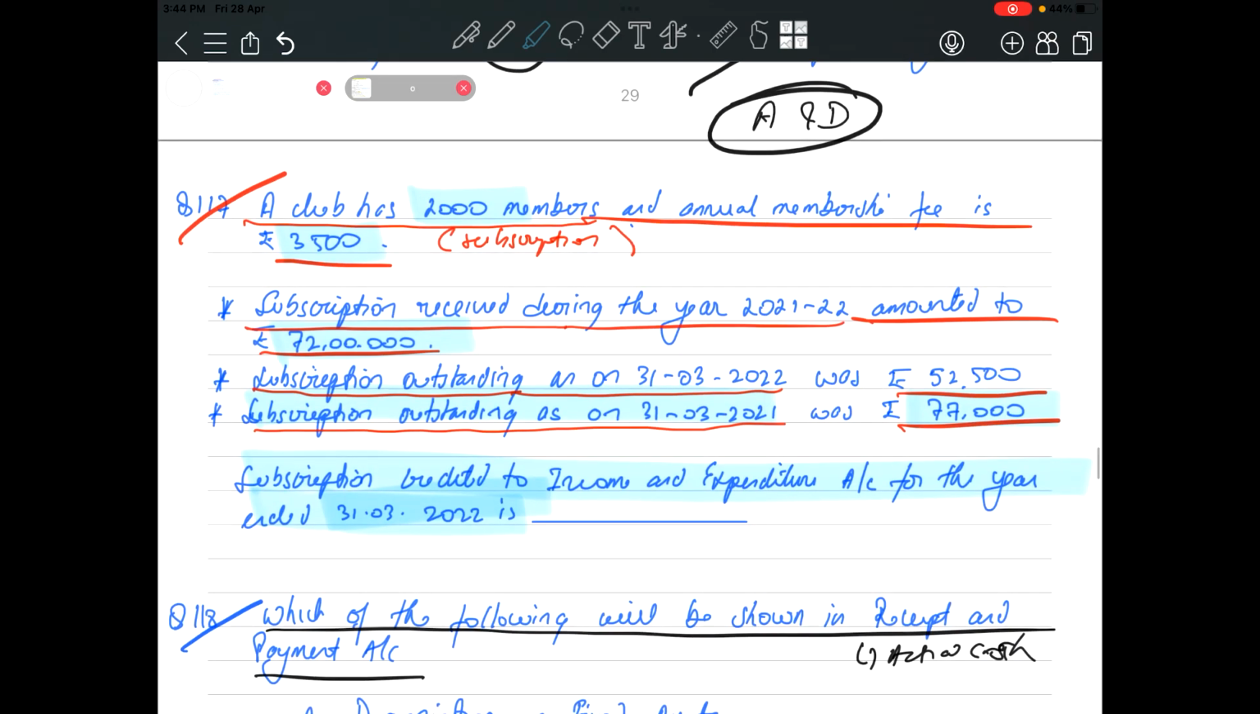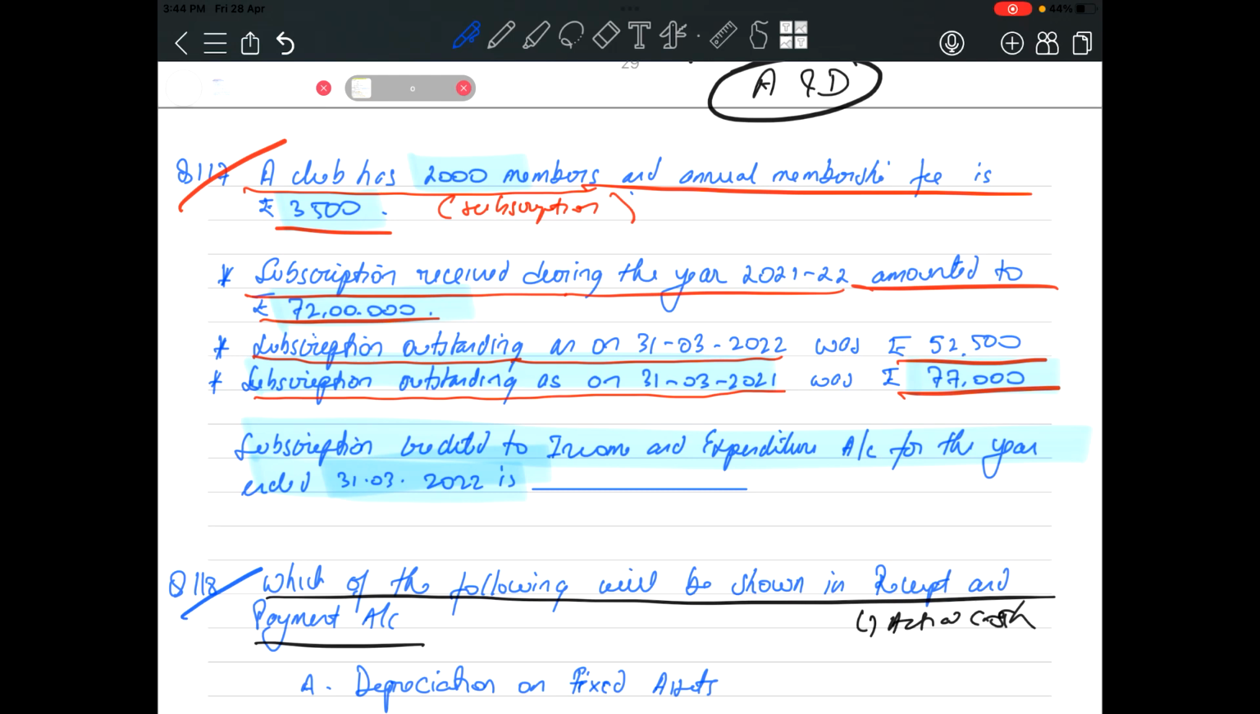Yeah, one more part. Okay, now see, here we have to analyze. 2000 members are there, and how much will they pay? One member will pay 3,500. Okay, so what will be the balance? 2,000 into 3,500, the amount will be 70 lakhs. So ideally, I should receive 70 lakhs during the current year, but I have received 72 lakhs.